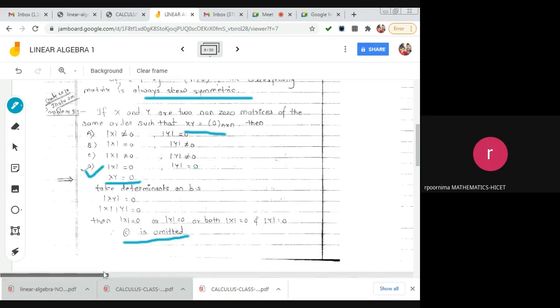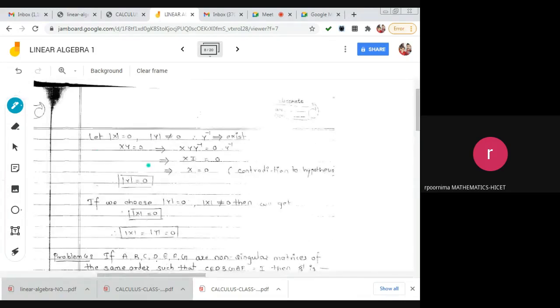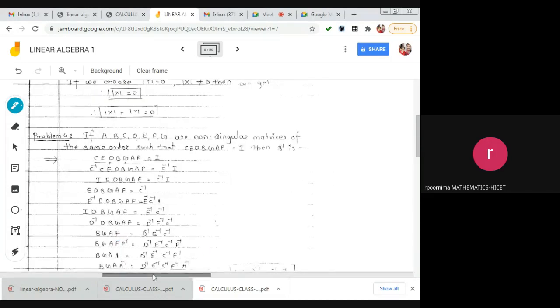The next one, they are continuing some explanations, but it is enough for you.